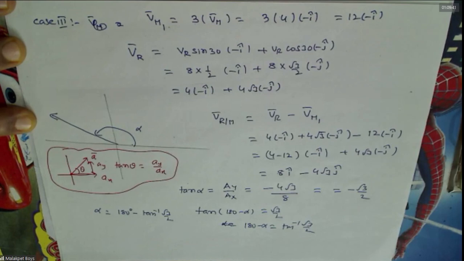Sir, in that we got tan alpha is minus root 3 by 2, sir. Then how did we get tan 180 minus alpha as root 3 by 2? Yes, man. This can be written like this. If you take minus common, what is this? Tan 180 minus alpha now? Yes, sir. You claim that you finished trigonometry and all.